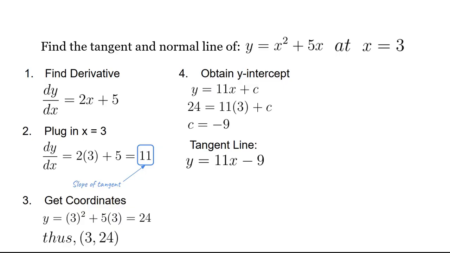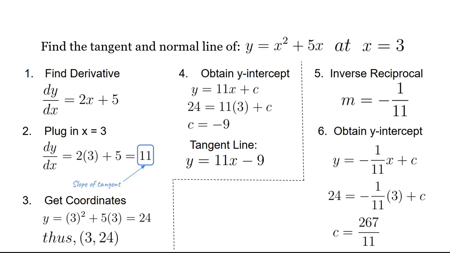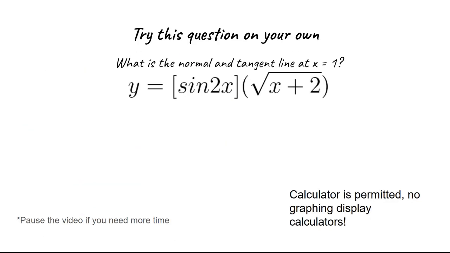Now let's find the normal. Normal is perpendicular to the tangent, so we take the negative reciprocal of the tangent slope, which is negative 1 over 11. With this, we plug in (3, 24) and get the y-intercept as 267 over 11. Very annoying numbers, I know. Thus, our lines are y equals 11x minus 9 for the tangent, and y equals negative 1 over 11x plus 267 over 11 for our normal. Now try out this problem.